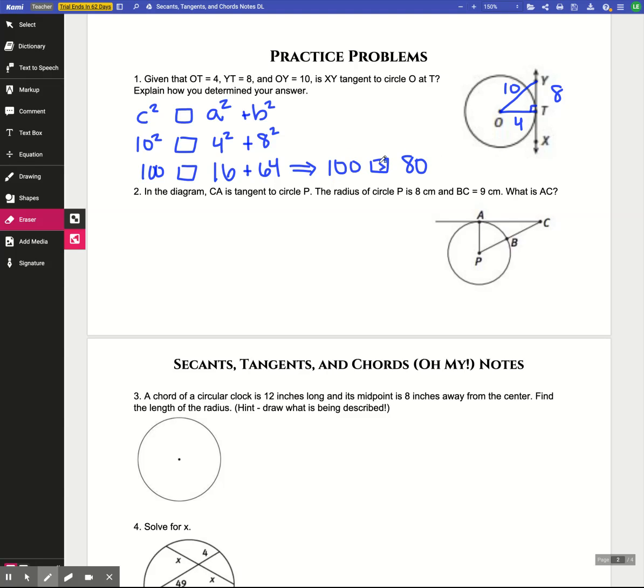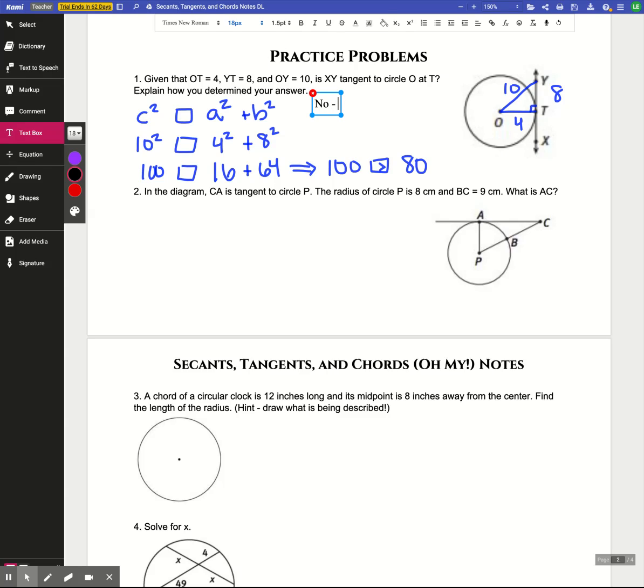These are not equal. The C squared value is greater than the A squared plus B squared value. So that triangle is not a right triangle, which means the radius is not tangent as shown in the image. So XY is not tangent to the circle at point T. So no, and my reason why is the side lengths given don't form a right triangle, according to the converse of the Pythagorean theorem. All right, so that's number 1.